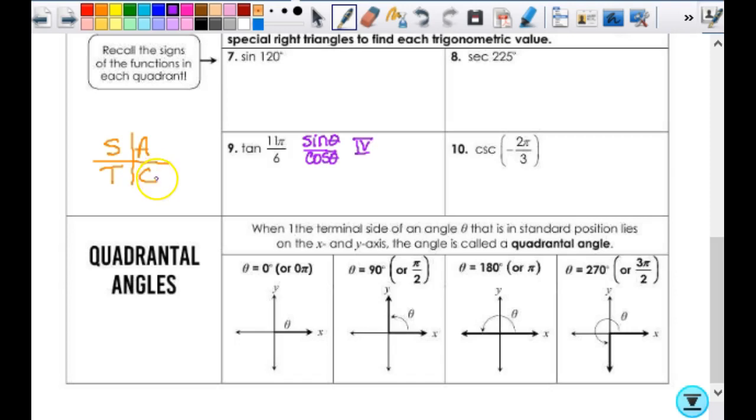Negative, because what's the only thing that's positive? Cosine. Tangent is positive in quadrants 3 and 1. So in quadrant 4, tangent is negative. Does that make sense to you? That's why you care about the quadrant. Okay? And then we need the reference angle. What's the reference angle? Pi 6.